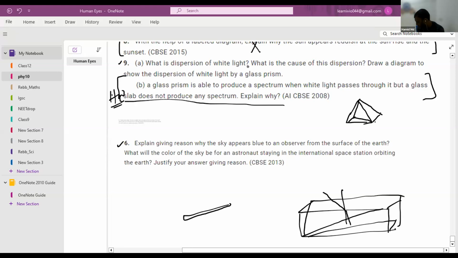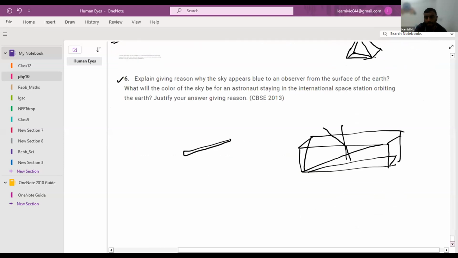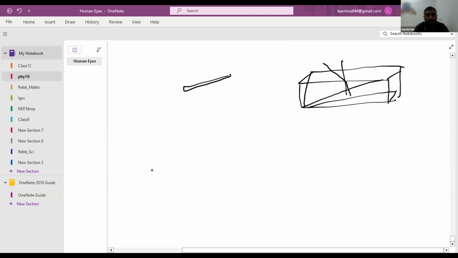So should I say the next one also? Of course, why not? There is no atmosphere, so the light does not scatter into its constituent colors. So the sky appears dark instead of blue to the astronaut. Right. So now I'm putting some questions, but it is from.